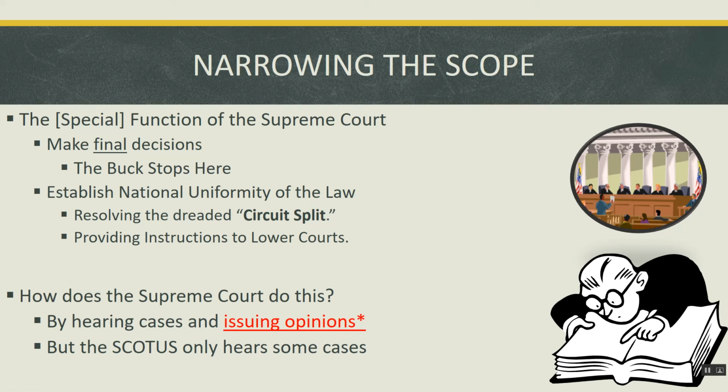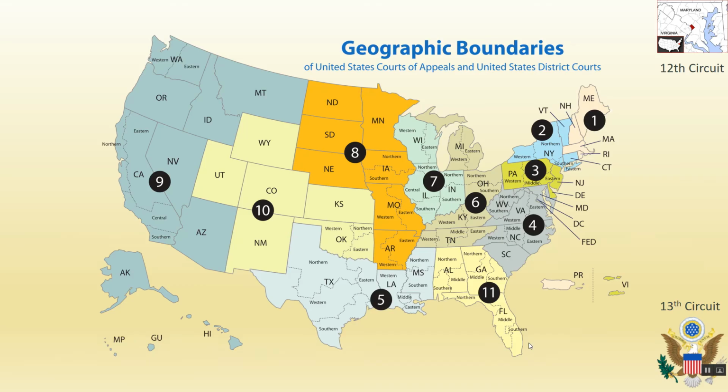When two lower courts, or courts of appeals, for instance, have a disagreement about how the law should be interpreted or applied, this is called a circuit split. And the United States Supreme Court is the only kind of court that can resolve a circuit split, because it is the only court that actually has appellate jurisdiction over cases that have already received a decision by a circuit court.